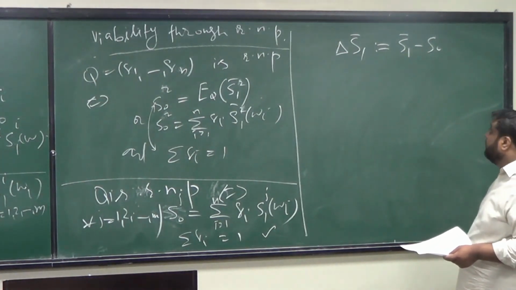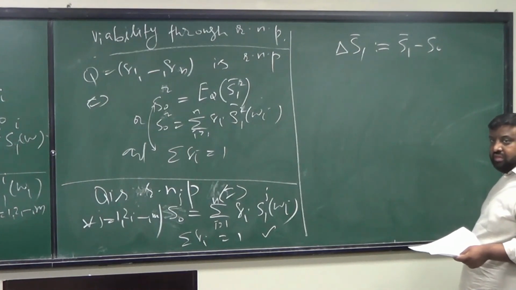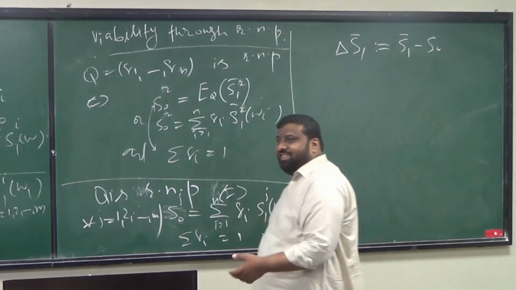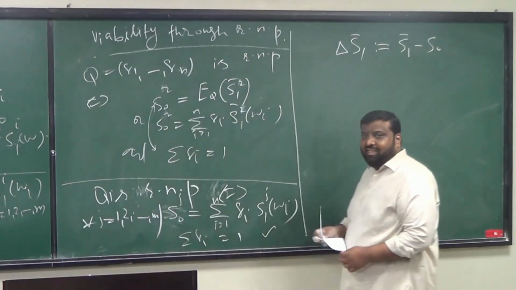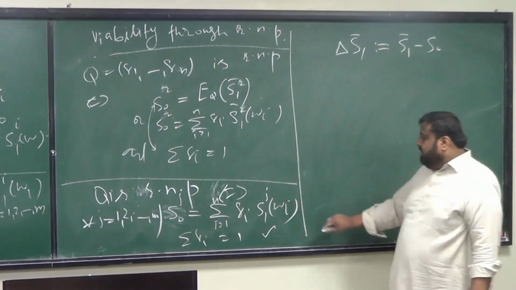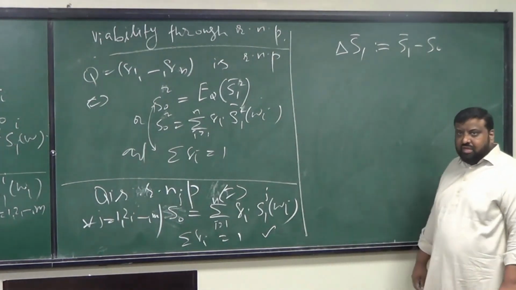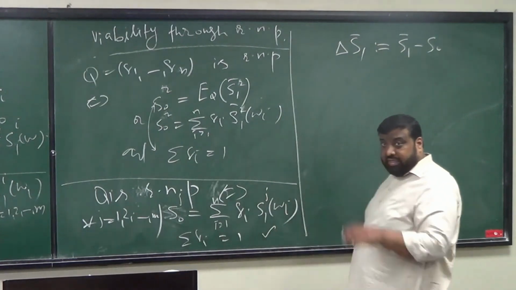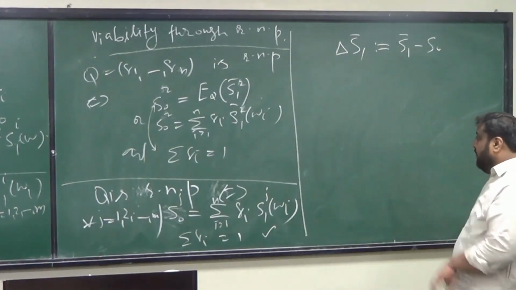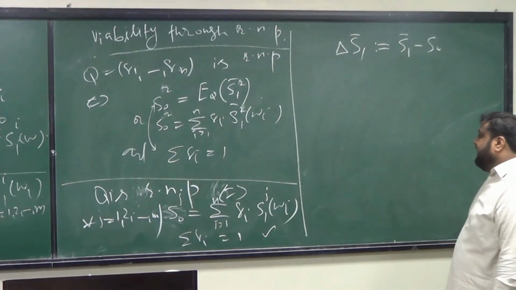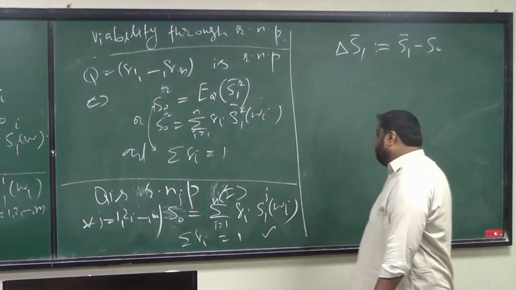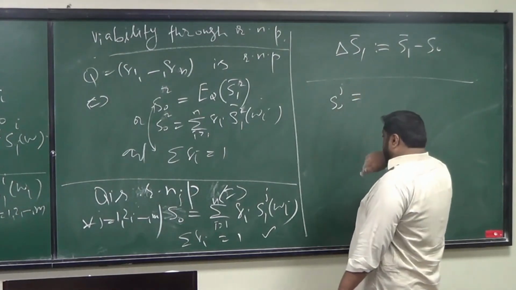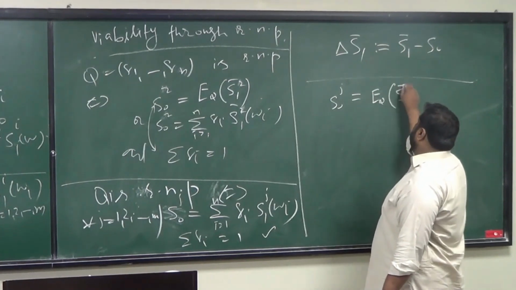I want to rewrite this equation using the increment. Can I rewrite this equation using the increment? Just think about it. So I can write it as: S naught J is the same as EQ of S1 bar J.